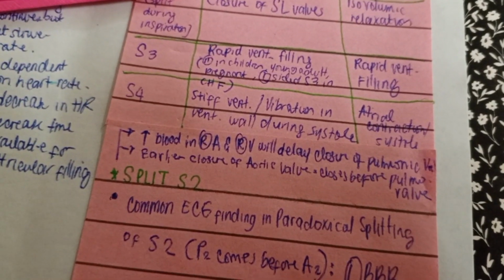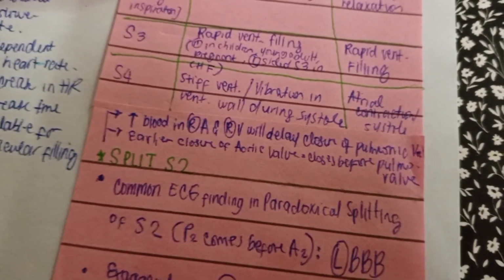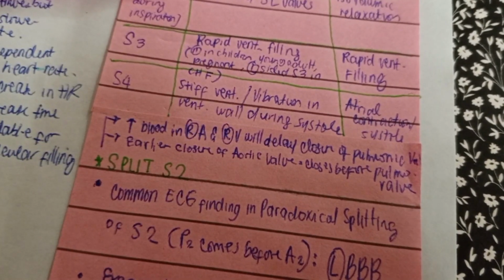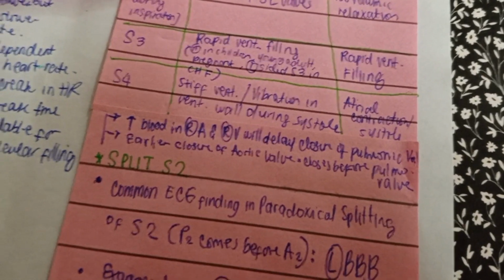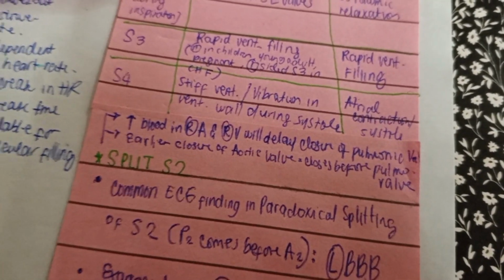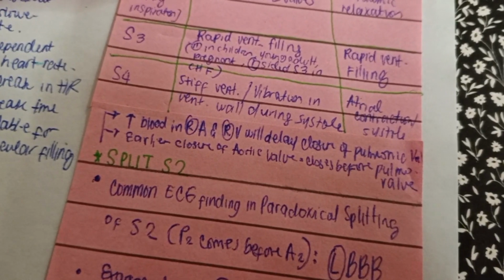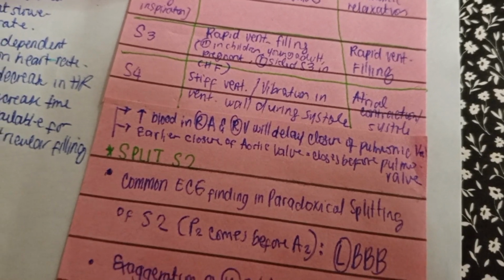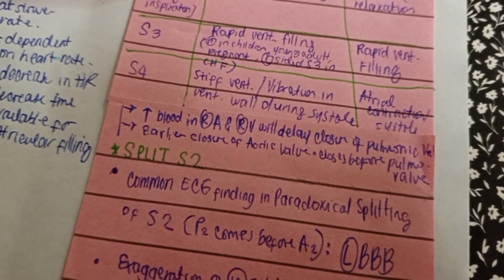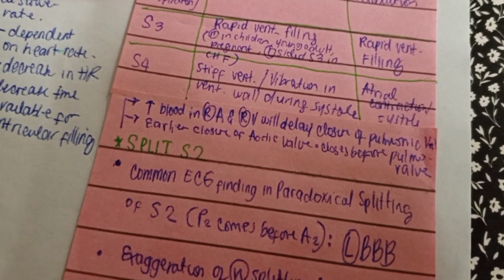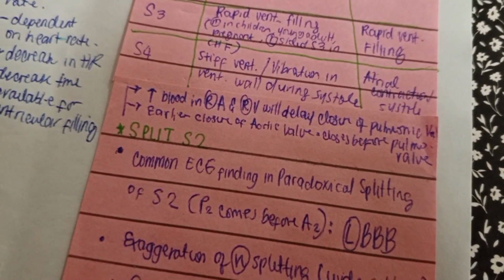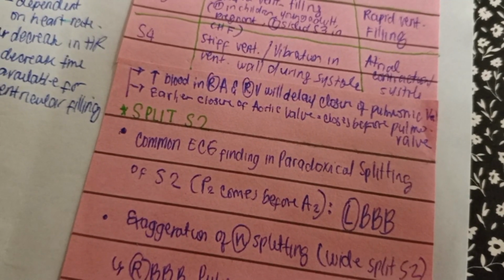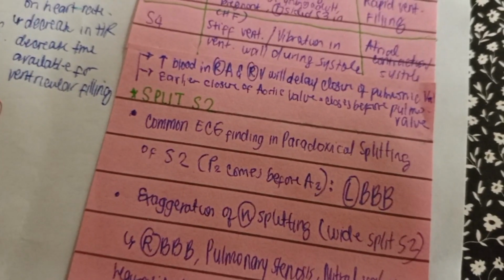We have here the split S2, which is the split that occurs during inspiration, and it happens when there is increased blood in the right atrium and right ventricle that will delay the closure of the pulmonic valve and cause earlier closure of the aortic valve. So the aortic valve closes before the pulmonic valve, which causes the split S2. And we have here the paradoxical splitting of S2, where the P2 comes before the A2. This condition can be seen in patients with left bundle branch block.